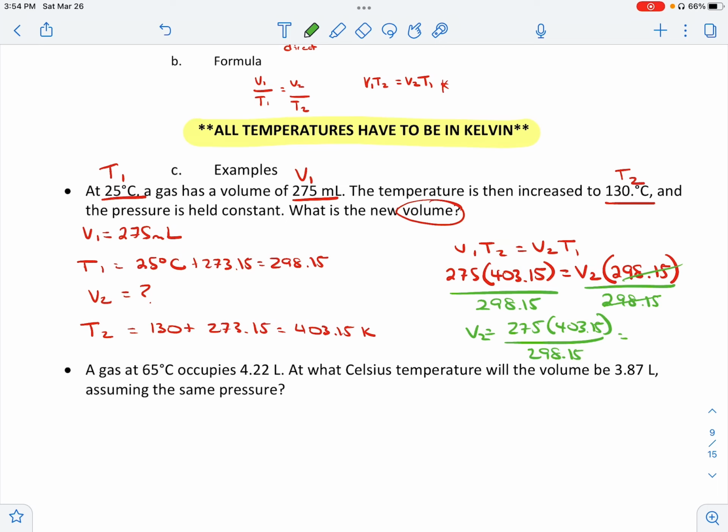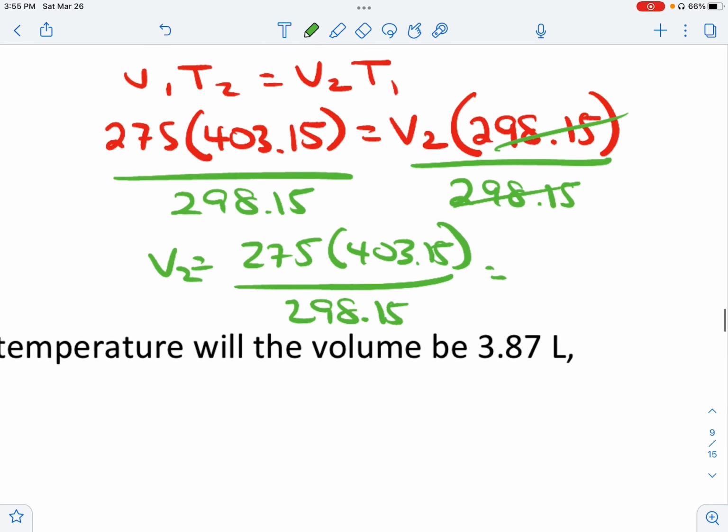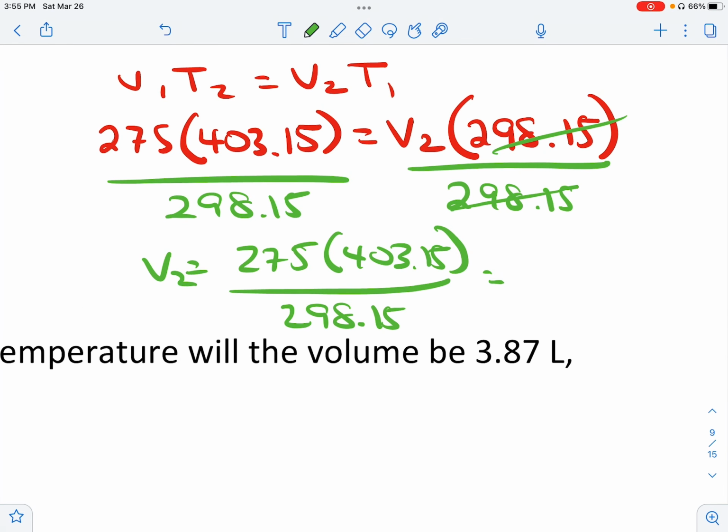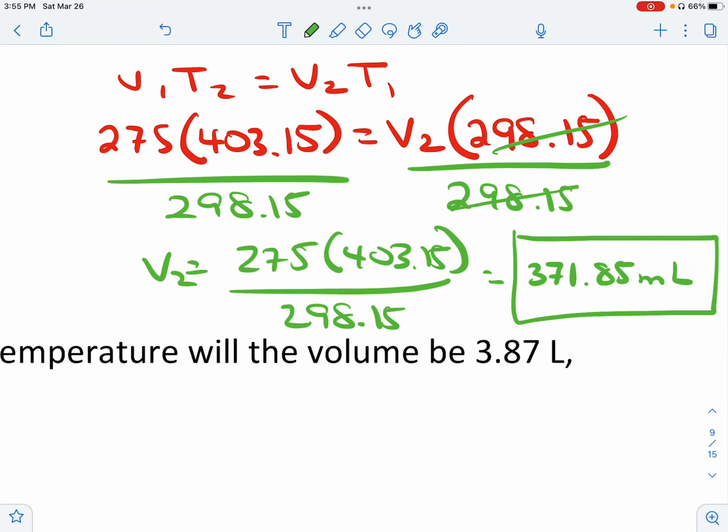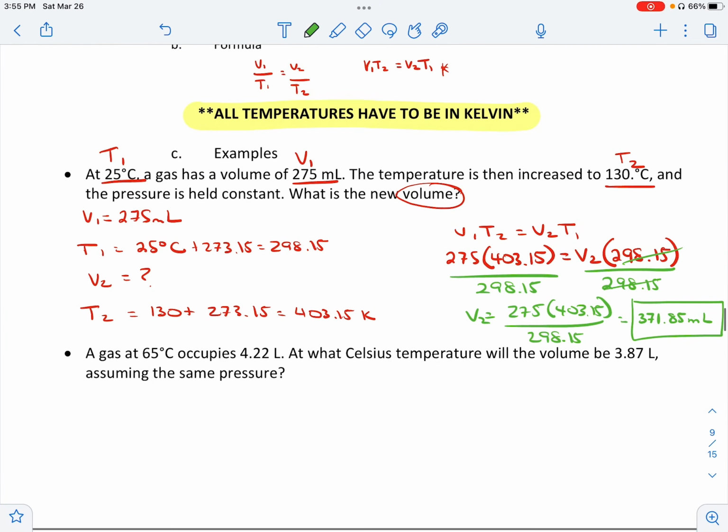So let's plug this in. 275 times 403.15 divided by 298.15. All right, and our answer should be 371.85, and our label is milliliters. Does that make sense? Let's go back and check. Our temperature went up, so our volume should also go up. Did it go up? It did. Awesome, almost by 100 points.